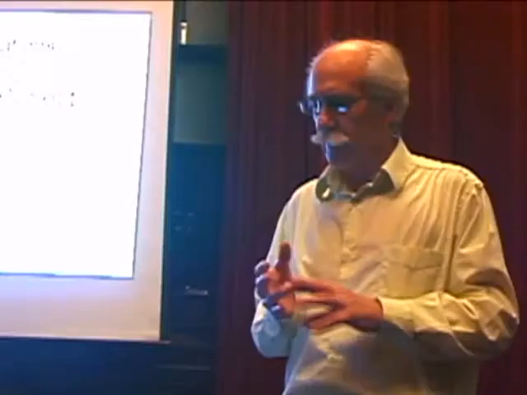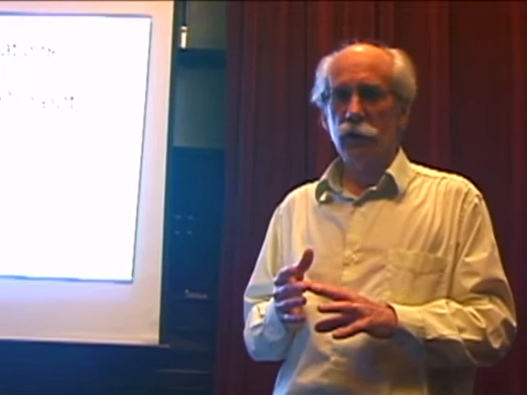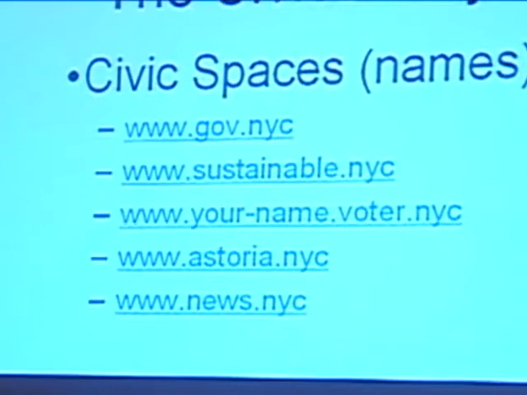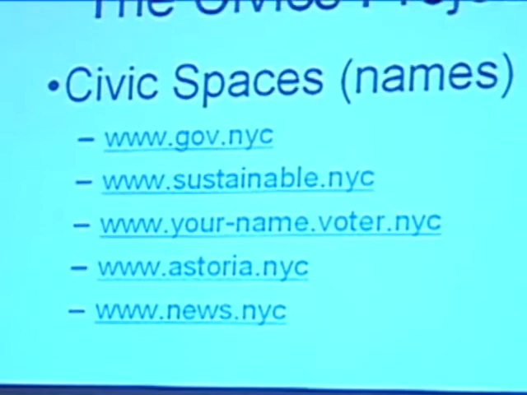And so we have this idea of civic. We have this civic project that has three parts: civic spaces, civic tools, and civic education. The civic spaces are essentially names. Names like gov.nyc, sustainable.nyc, your name, voter.nyc, Astoria.nyc, news.nyc. These are civic spaces where things can happen.